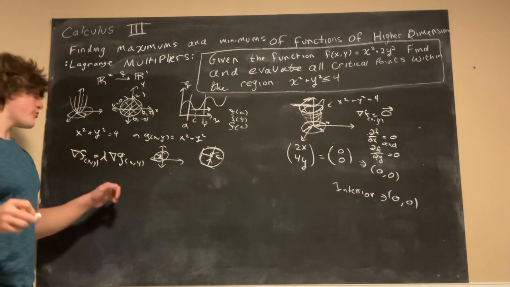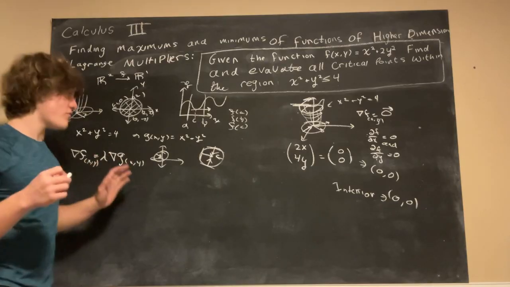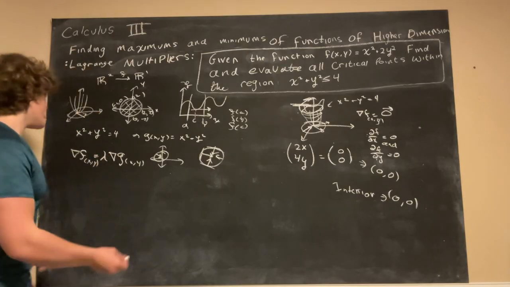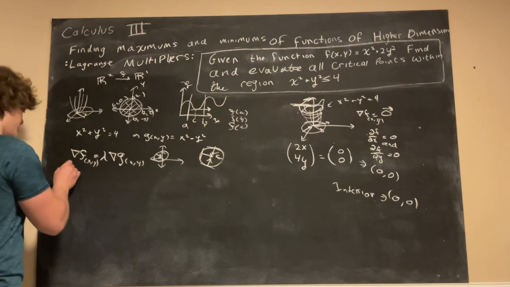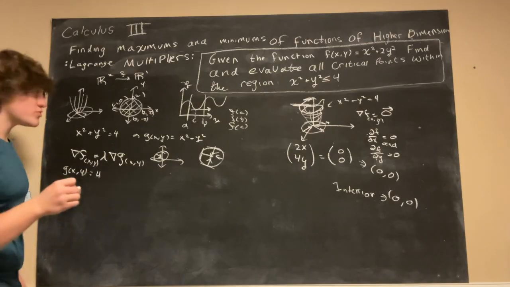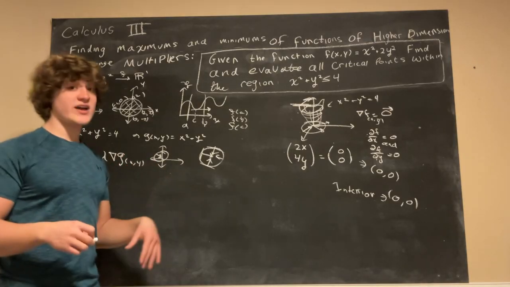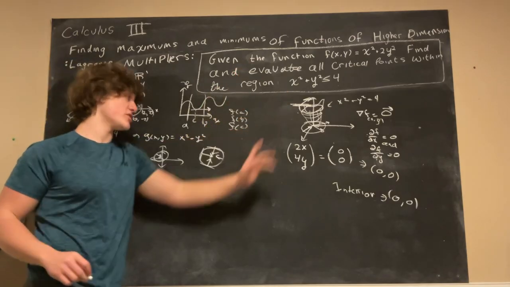So since these are pointing in the same direction, this equation can be used to find them, along with the original equation, which is just g of x and y is equal to 4. So this will give us a system of 3 equations in this case, which we can use to find our critical points on this function.